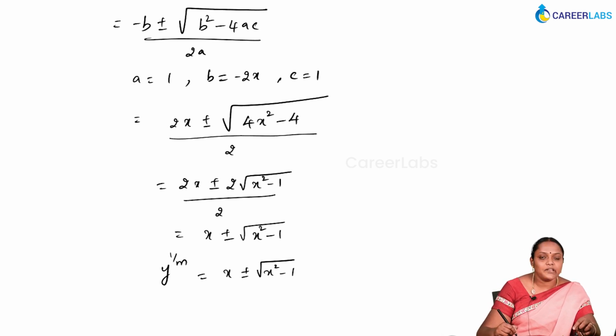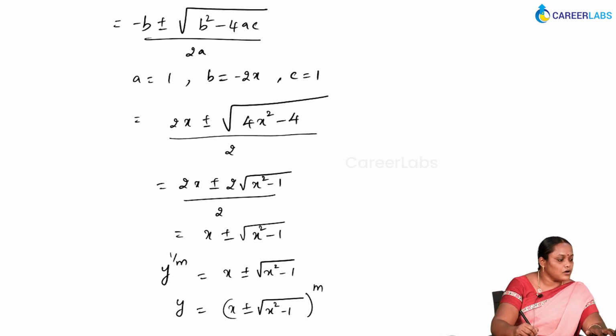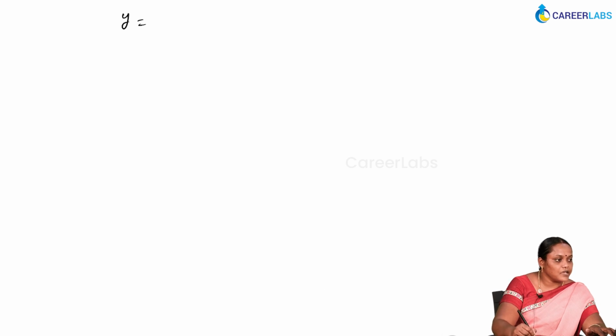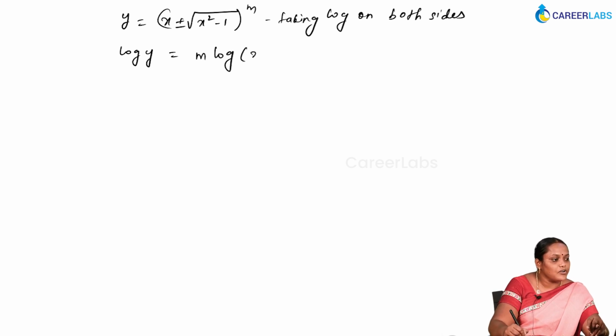So let us raise to the power m on both sides. So what will happen? This will become y is equal to x plus or minus square root of x square minus 1 to the power m. Okay, we have got y is equal to, let me write it again, x plus or minus square root of x square minus 1 to the power m. So let us take log on both sides, then only we can differentiate. So this will be, taking log on both sides, log y is equal to m log of x plus or minus square root of x square minus 1.